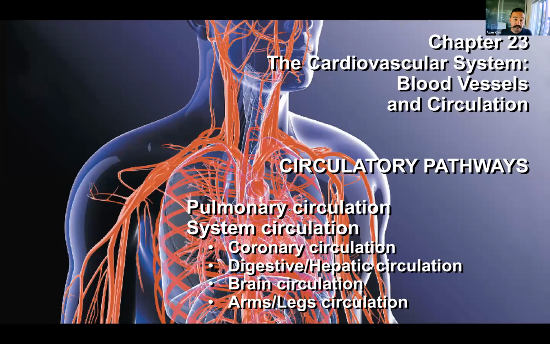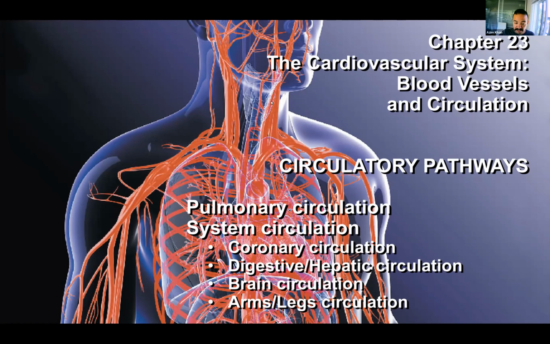Hey everyone, welcome back. We are in chapter 23, blood vessels, specifically the circulatory pathways set of slides, not the histology one. We did that previously. We just went over pulmonary circulation. We're now going to go over coronary circulation, which is a part of the systemic circulation, because systemic just means sending blood anywhere except the lungs.